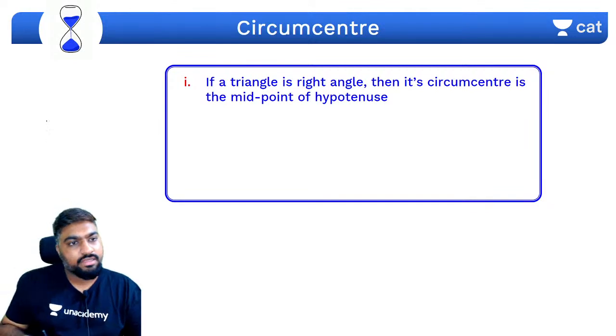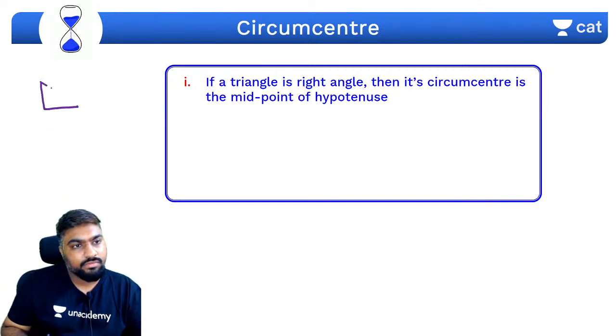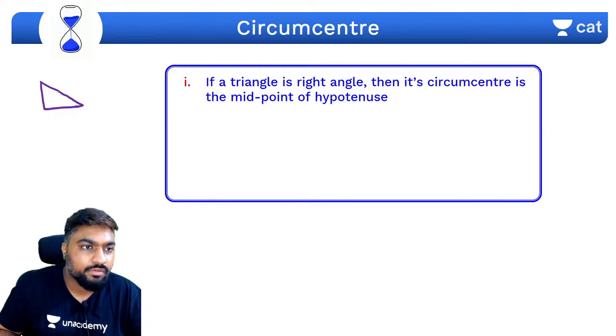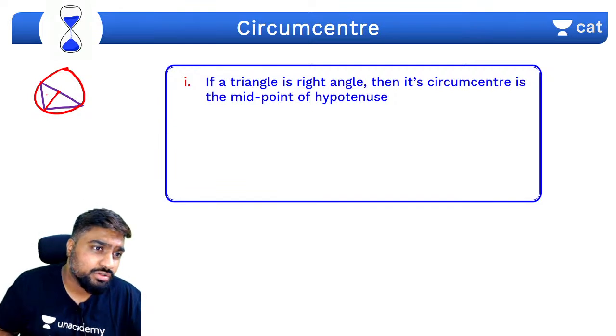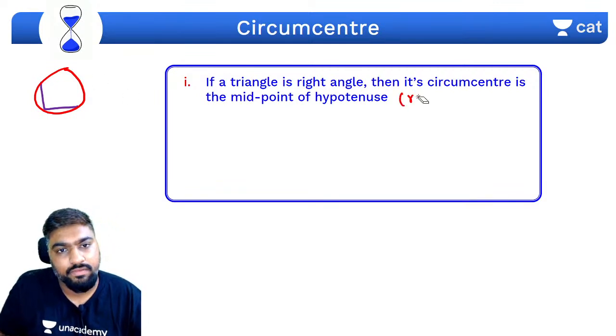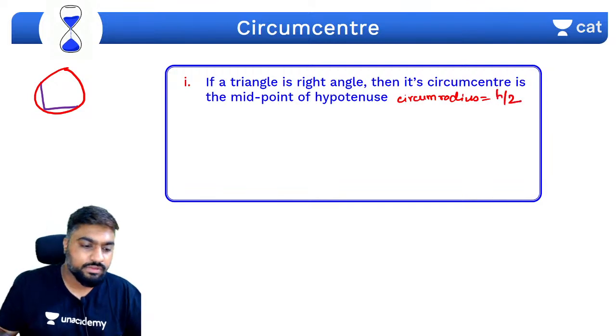So if this is your right angle triangle, then the circumcenter will lie on the midpoint of the hypotenuse. The circle will be drawn like this. It will touch all three vertices and this becomes the radius, which is also half of the hypotenuse. The circumradius in a right angle triangle is half of the hypotenuse.